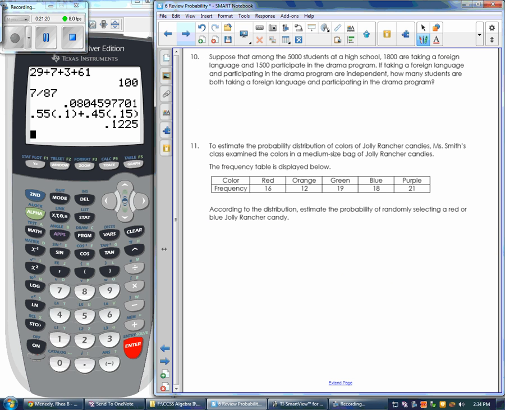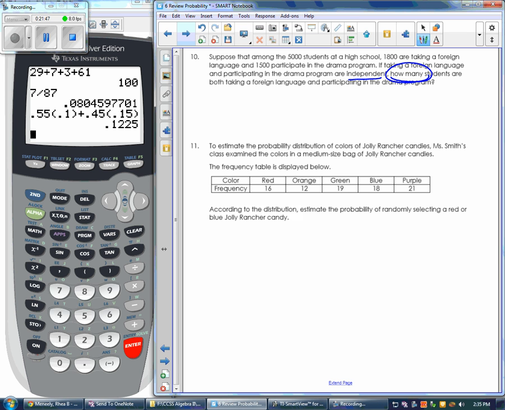All right, last 2 problems. In number 10, it says, suppose that among 5,000 students at a high school, 1,800 are taking a foreign language and 1,500 participate in the drama program. If taking a foreign language and participating in the drama program are independent, that's going to be important, then how many, this is another good question, and a lot of you guys missed this on the quiz that we just took, how many students are taking both a foreign language and participating in the drama program?